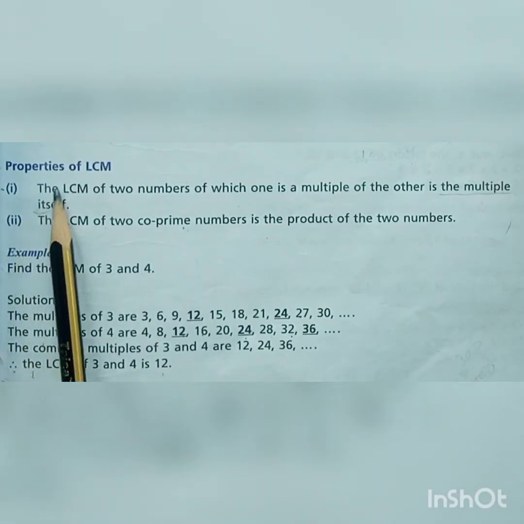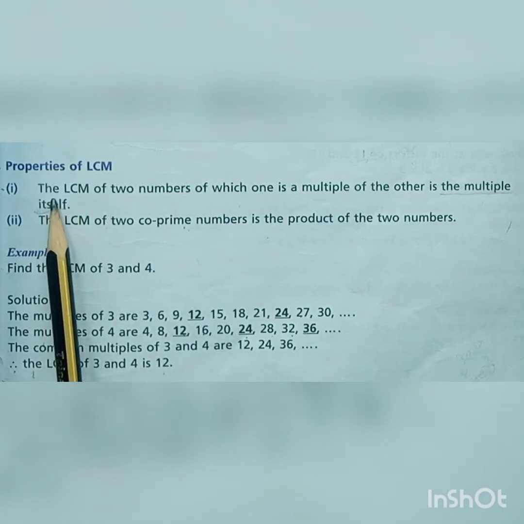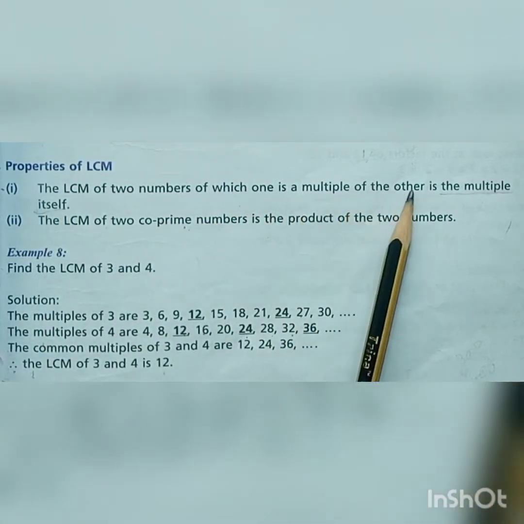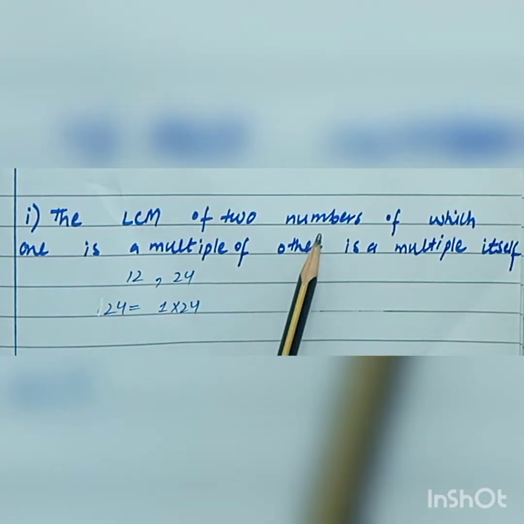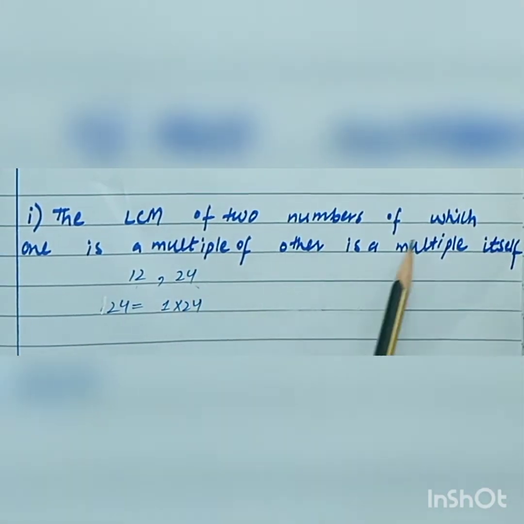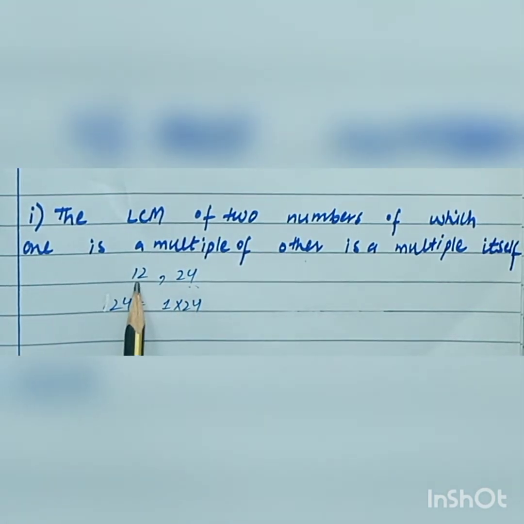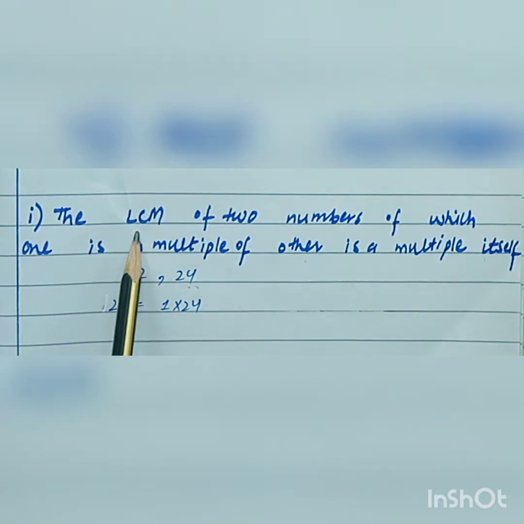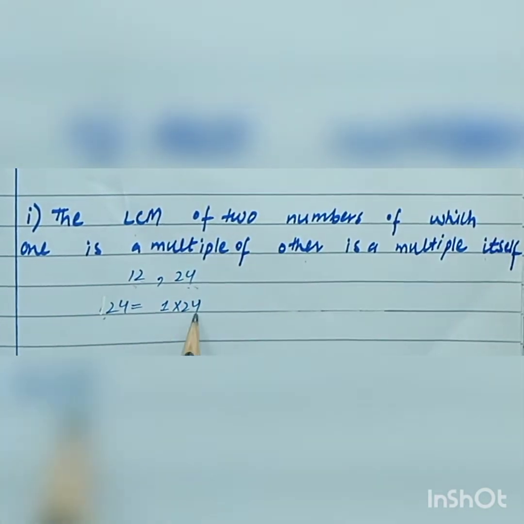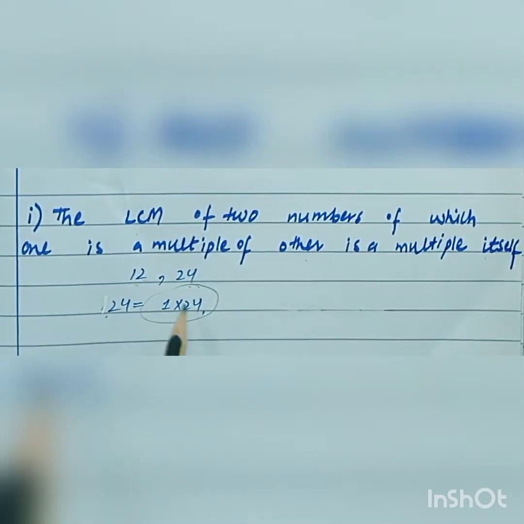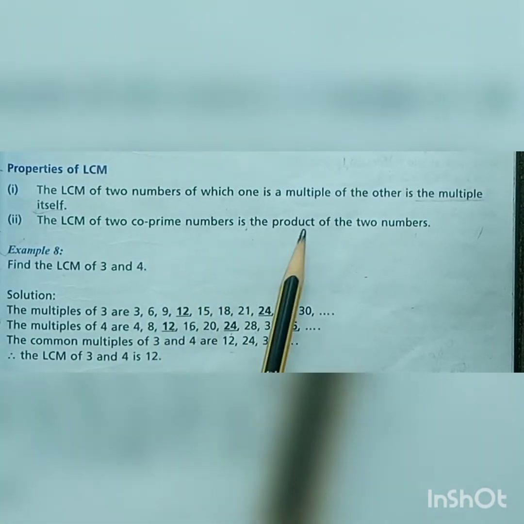Students, as you know the properties of HCF, next we discuss the properties of LCM. The first property of LCM: the LCM of two numbers, of which one is a multiple of the other, is the multiple itself. The two numbers are 12 and 24, of which one is a multiple of the other. 24 is a multiple of 12. When you find the LCM of 12 and 24, then 24 is the multiple itself, 1 into 24.